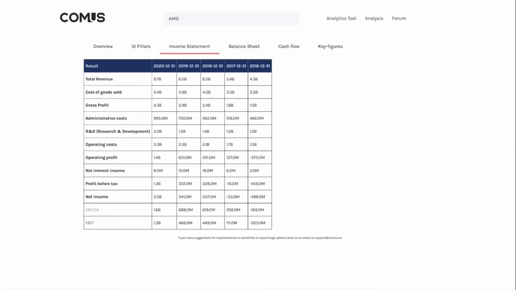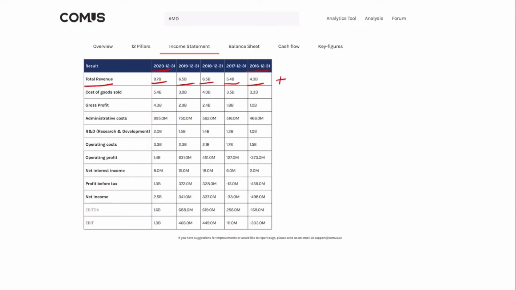And what we can see here from the income statement is that the total revenue in 2016 landed at $4.3 billion and has grown to $9.7 billion in 2020, and also that the numbers have been growing every year. So a positive development. I like it. So that is a plus. Now, gross profit went from $1 billion up to $4.3 billion. And also the same trend here. The numbers are growing every year. I like it. So that is a plus.